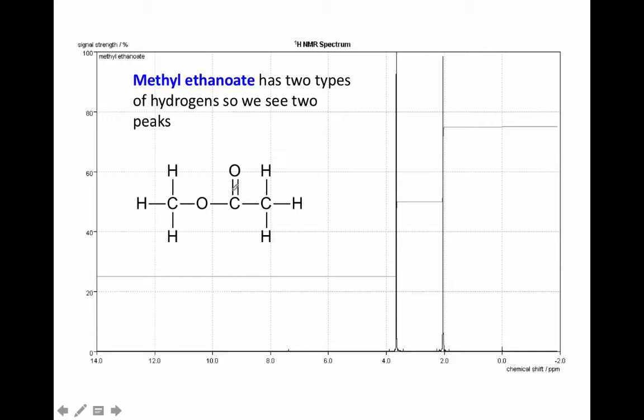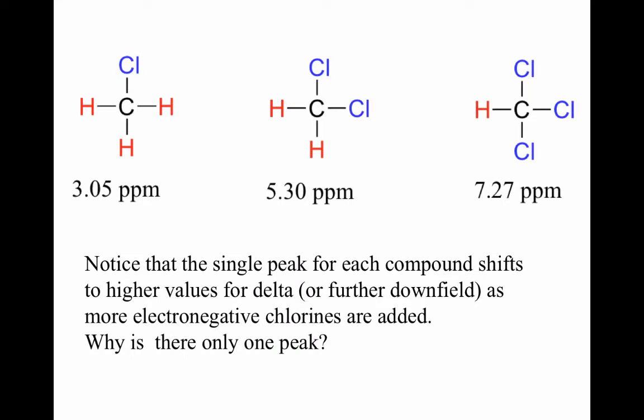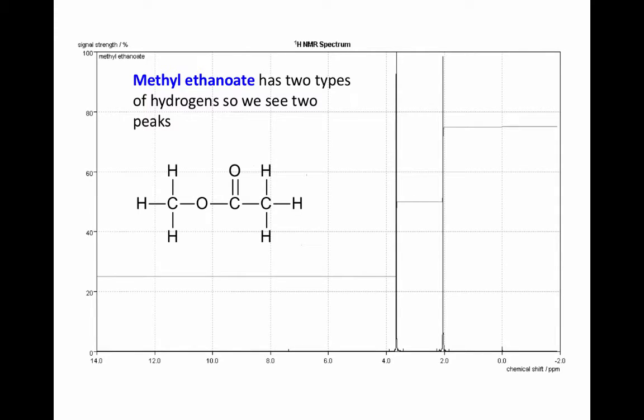Looking at methyl ethanoate, it has two types of hydrogens. Here's one chemical environment, here's another. Okay. So we see, I don't know if you can see it very well, this is one peak, here's the other peak.